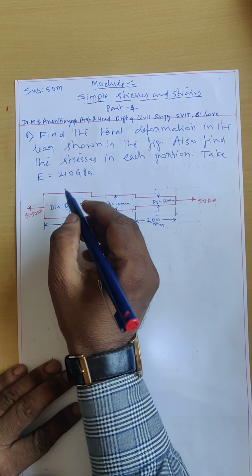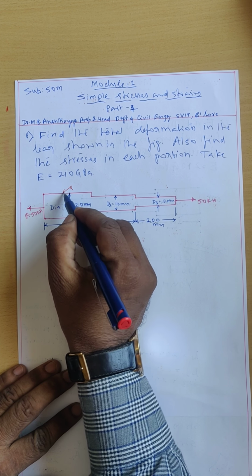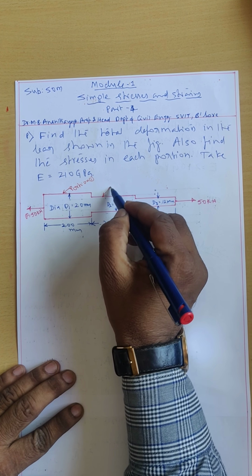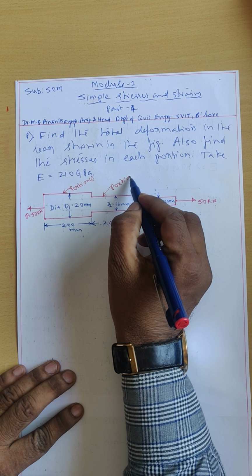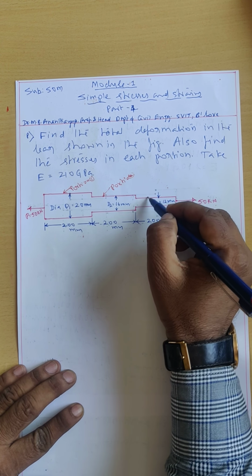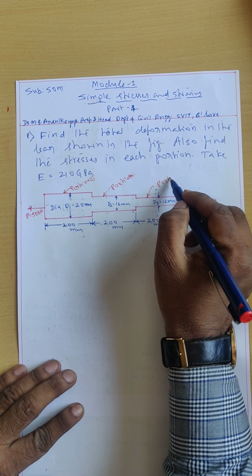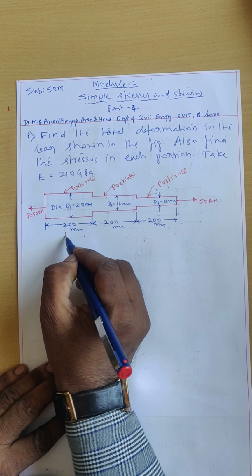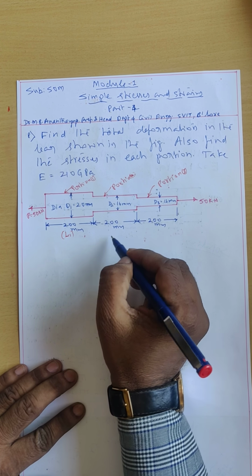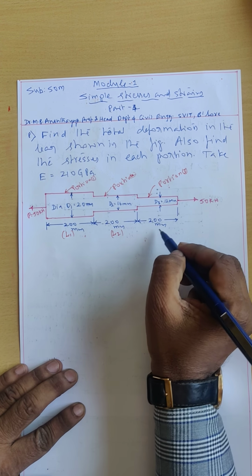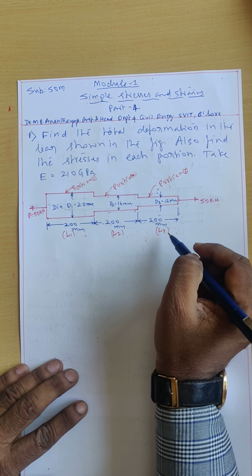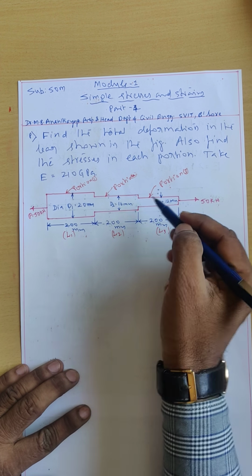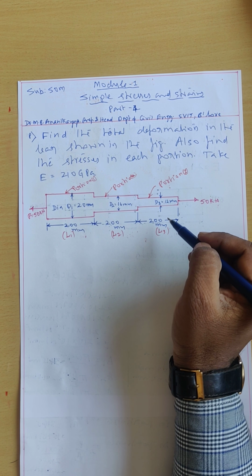See, in this figure I am taking this as portion 1. This is portion 2. This as portion 3. For portion 1, this length is L1. Portion 2, this length is L2. For portion 3, this length is L3. Portion 1 diameter is D1. Portion 2 diameter is D2. Portion 3 diameter is D3.